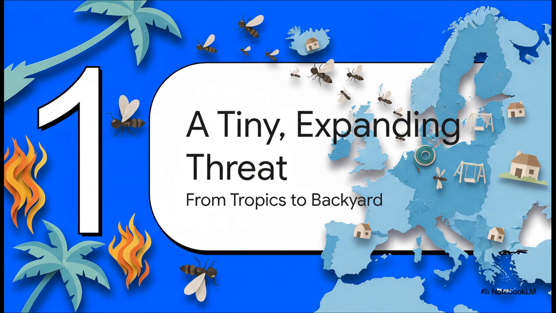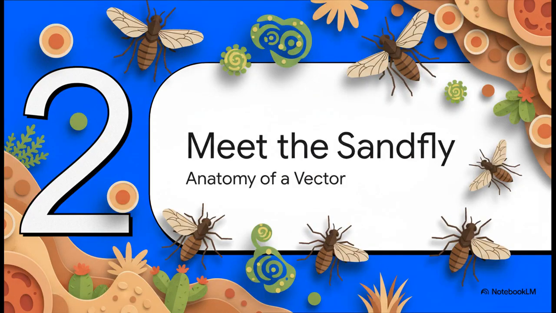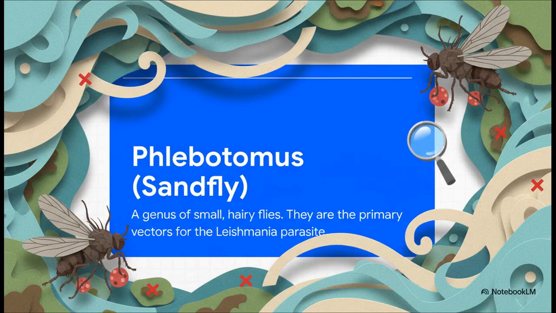Okay, so who exactly is this uninvited guest? It's time to meet the Phlebotomus sandfly. We're going to break down the anatomy of a disease vector. So you've probably heard them called sandflies, right? But their proper scientific name is Phlebotomus. Now, think of them as the number one taxi service for a really nasty little passenger, a parasite called Leishmania. And that name, Leishmania, is the one to remember. It's the real villain of our story today.